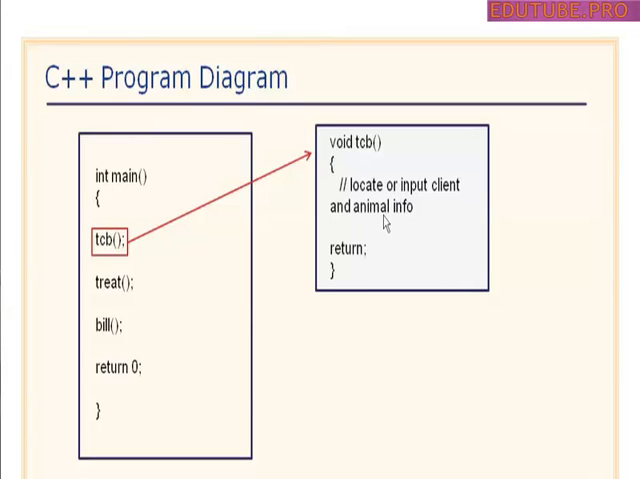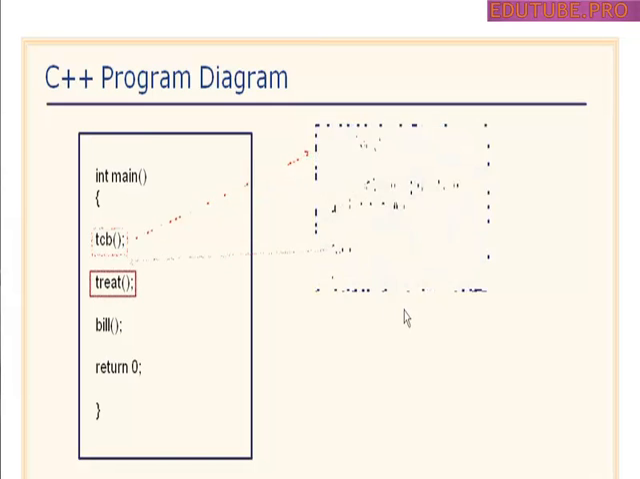We want to know who the clients are because they're going to pay the bill. We want to know who the animal is so that we can keep records on them. And so this particular function will take care of that. And then notice return. Once our code finishes running, it completes, we're going to return control of the program back into the main function, and then we move down to the next one.